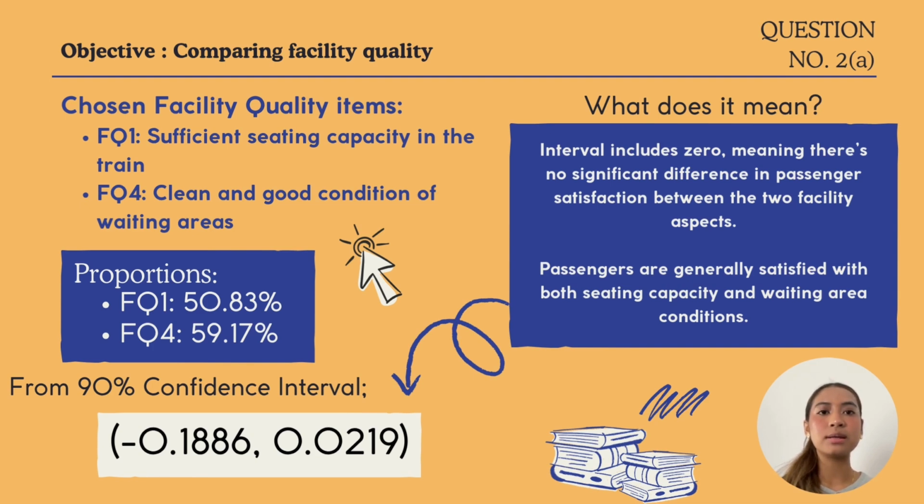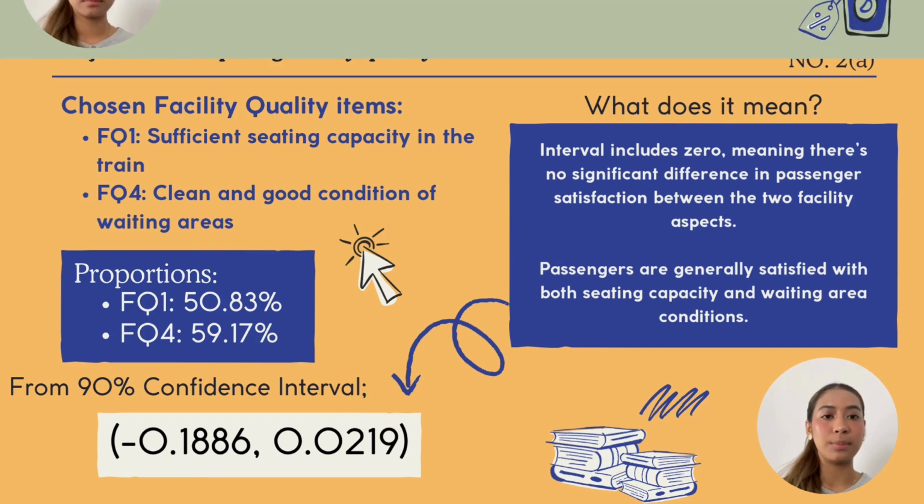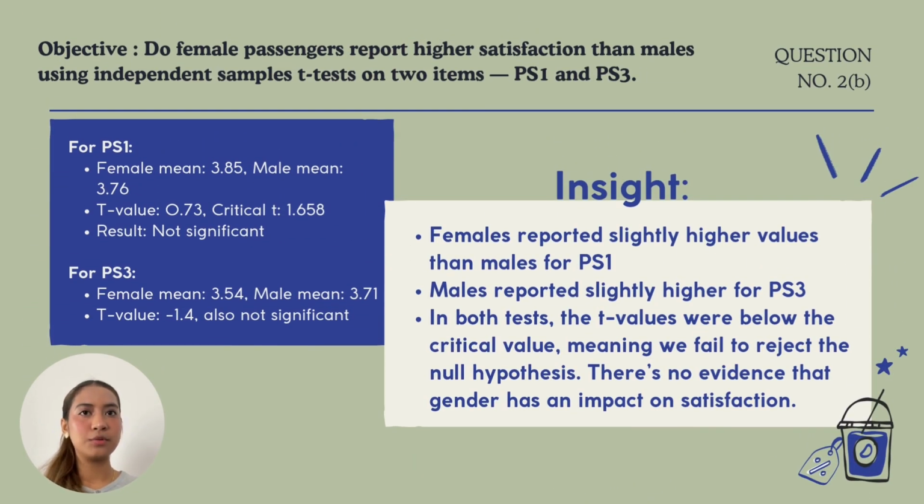We constructed a 90% confidence interval for the difference in satisfaction proportions, which was minus 0.1886 for the lower limit and 0.0219 for the upper limit. Since the interval includes 0, this means that there's no significant difference in passenger satisfaction between the two facility aspects. So passengers are generally satisfied with both seating capacity and waiting area conditions. No specific area stands out as significantly better or worse. Both seem equally important to the passengers. Now, moving on to 2B.